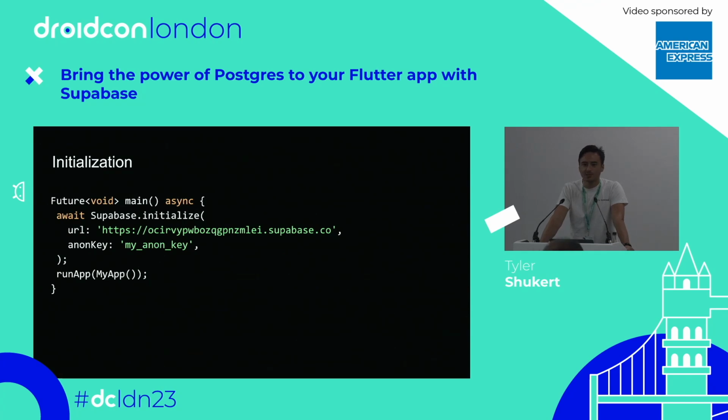So the first step to start using Supabase is to initialize your Supabase instance. You can go to supabase.com, create a Supabase project, and in that Supabase project, there will be a Supabase URL and Supabase anon key, or anonymous key. These credentials are meant to be public, so they are okay to be stored in your client application. And you just pass those credentials to Supabase.initialize. You typically initialize it within the main function of your Flutter app, and that's all it takes to get started with connecting your Supabase instance to your Flutter application.